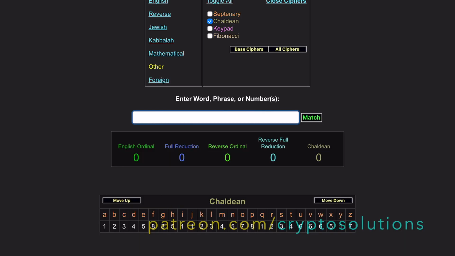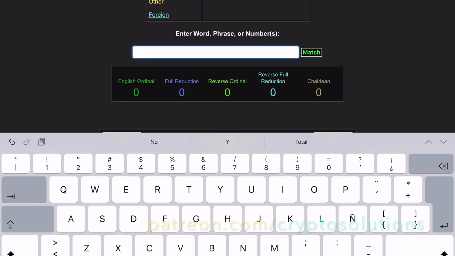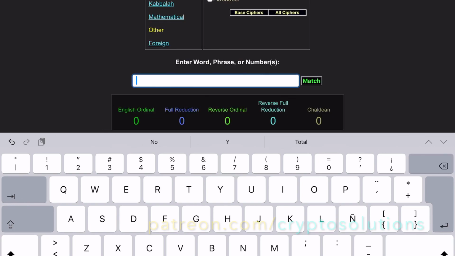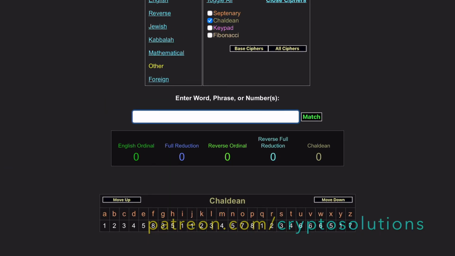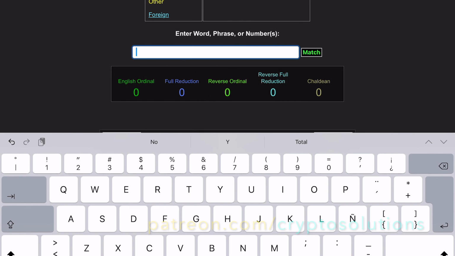Also, guys, the potential black swan events can be the following. This is not a guarantee, but this is what I'm seeing according to the numbers right here. So if you put here alien, it has that 15. If you go for UFO, it has that 15. It's very interesting.